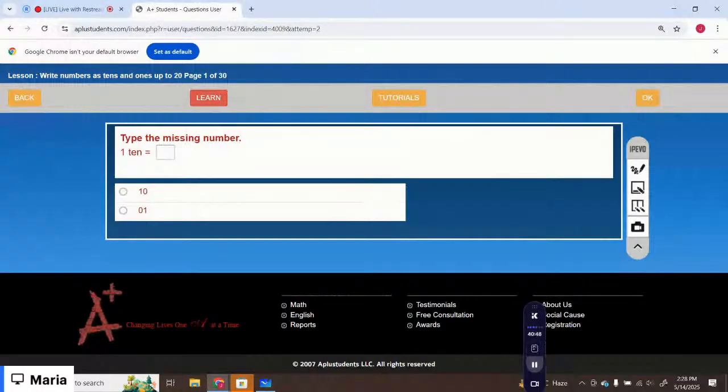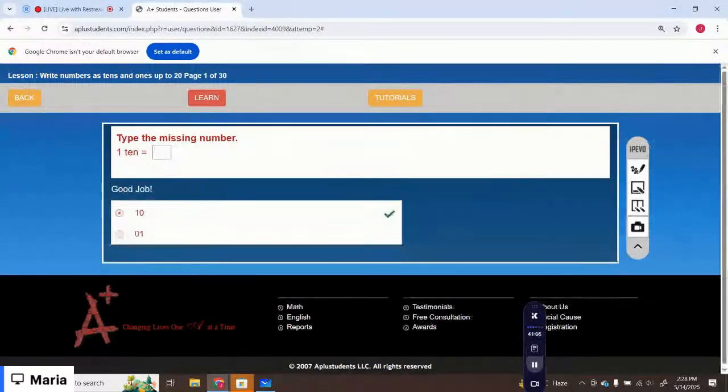Type the missing number. That is 10. So we are doing just tens, right? If you are not sure with the ones, that means ones is 0. The digit in the ones place is 0. So together they make the number 10. Option number 1 is the correct option.